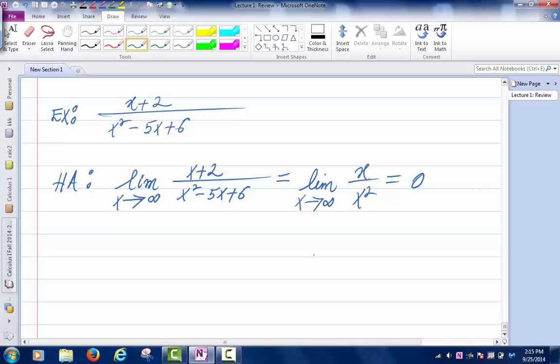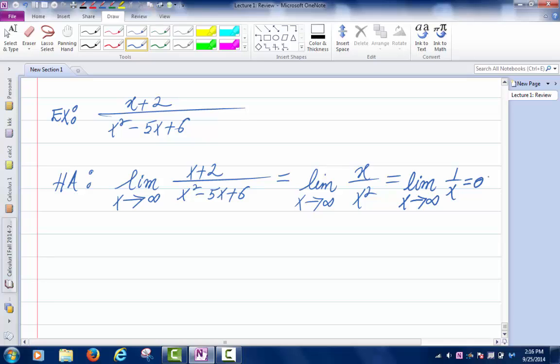Well, maybe I should write one more line here. This is the limit as x goes to infinity of 1 over x, which is 0. Why can I say that the limit is the same as x over x squared? Because when x is big, the behavior of a polynomial is determined by the dominating term. So you take the dominating term in the numerator and the denominator, and the limit will be determined by that. This is only when x goes to infinity and when you have a rational function.